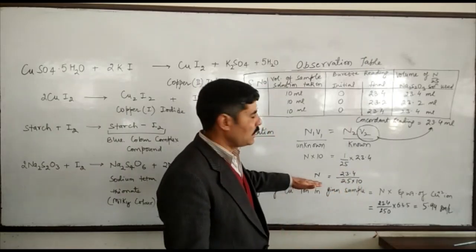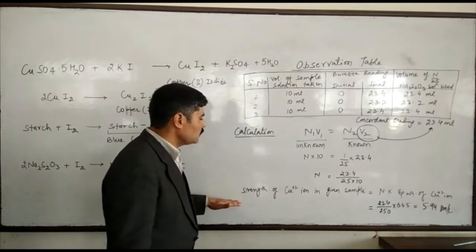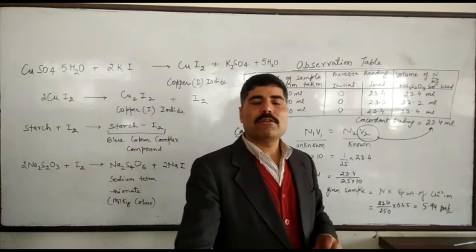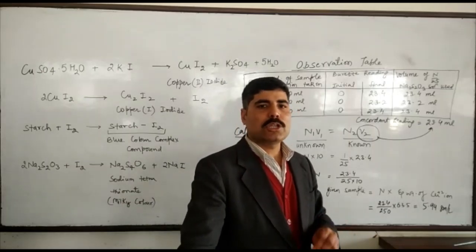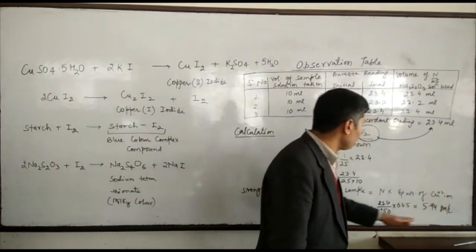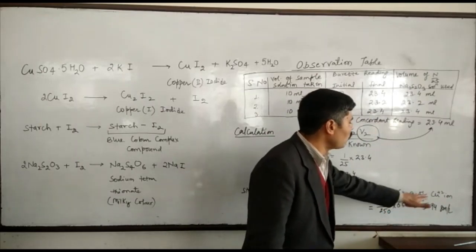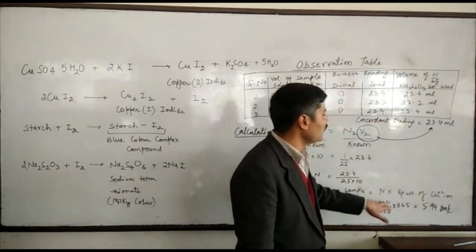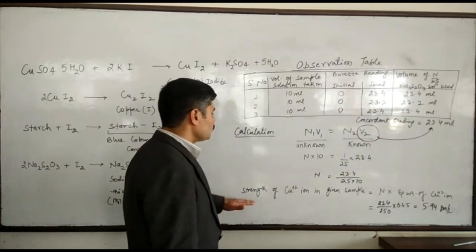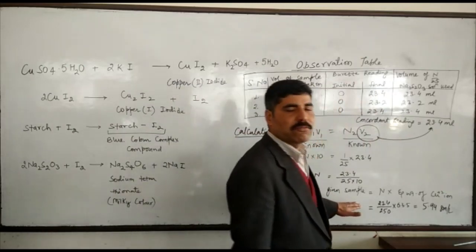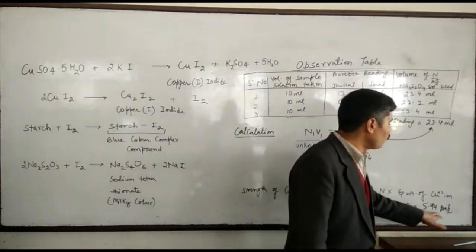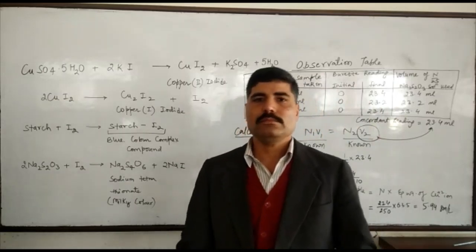So normality is calculated. Now we have to calculate the strength. The formula of the strength is normality multiplied by equivalent weight. We have to multiply the normality by the equivalent weight of the copper ion, that is given to us, 63.5. So the strength of copper ion in the given sample solution is normality multiplied by the equivalent weight of copper ion, 63.5. After calculating we get the answer. The result will be 5.94 gram per liter. So the strength of the copper ion in the given sample solution of copper ore, that is blue vitriol, is 5.94 gram per liter. Thank you.